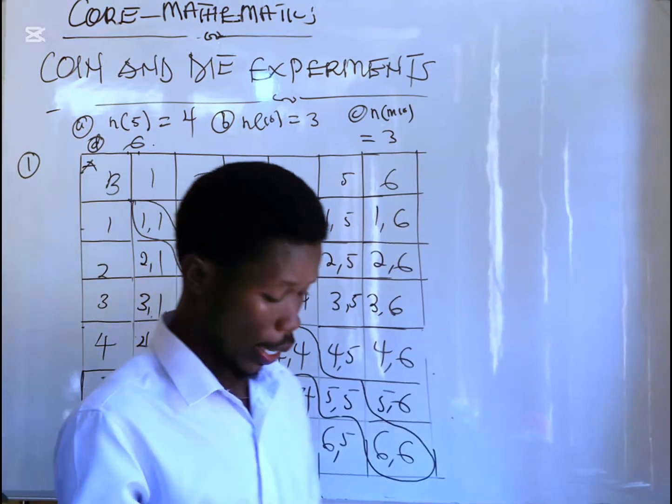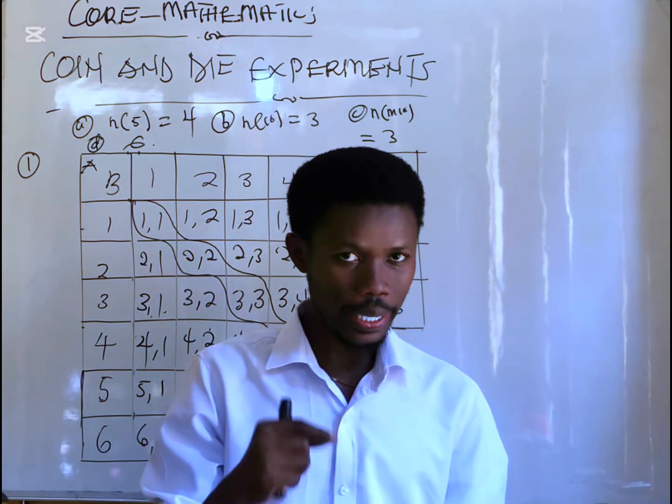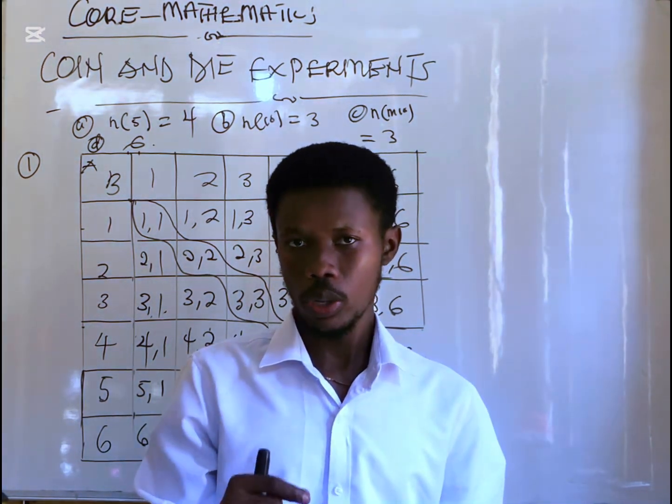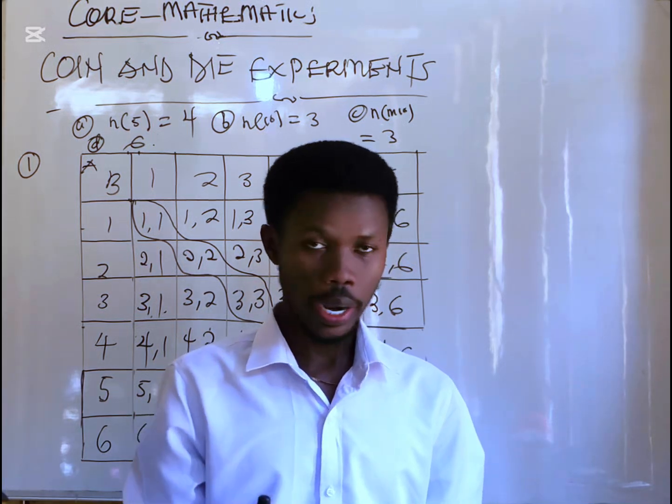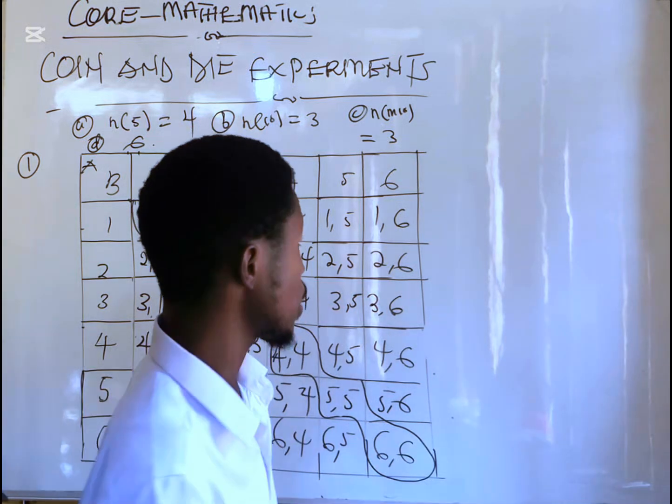The last sub question under it said, find the probability that the sum of the numbers on the 2 dice is 5. So first, when you move to the II, you had to list the pair of numbers on the 2 dice for which the sum is 5. This time, we are not to list it, but we have to find a probability, okay? But already you have done this one in the II by listing them. So if you want to get the number of events of the sum of 5, it is very easy, right?